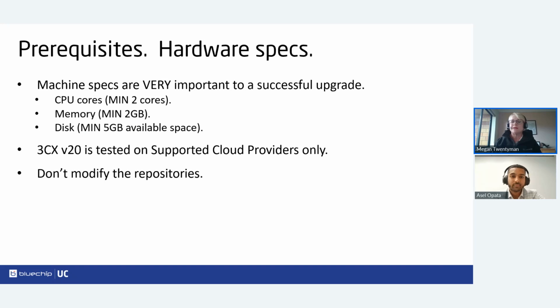3CX version 20 has been tested on the supported cloud providers only. They can't test on everybody, so they've tested on the supported. And a reminder to not modify the repositories or your upgrade will fail. There is a blog that was released, I can't remember if it's end of December or the beginning of January, that looked at reasons why an upgrade may fail. These system specs, you always want to overspec, not underspec, and that's just part of the IT industry that we've all been in for a long time.